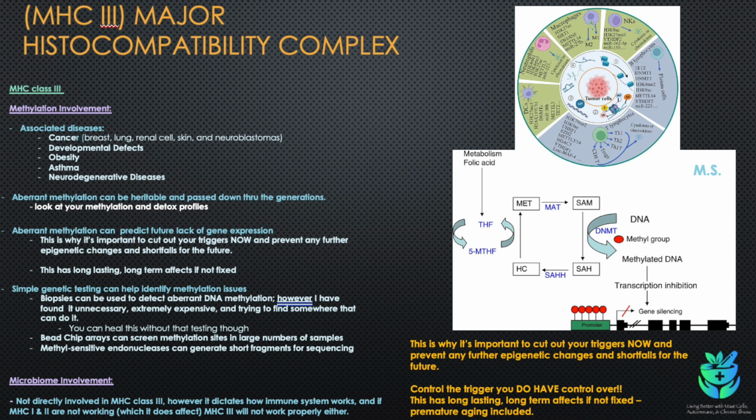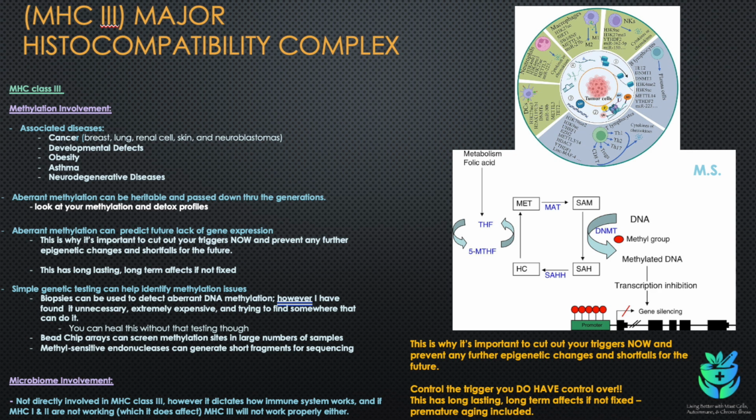And those that don't have the MTHFR mutations, oftentimes it's because you're stuck in cell danger. Aberrant methylation can actually predict future lack of gene expression. That's why it's important to cut your triggers now and prevent any further epigenetic changes and shortfalls for the future. This has a long-lasting, long-term effect if it's not fixed. The major histocompatibility complex and the microbiome have a relationship. Now, it's not directly involved with the major histocompatibility class 3. However, it dictates how the immune system works.